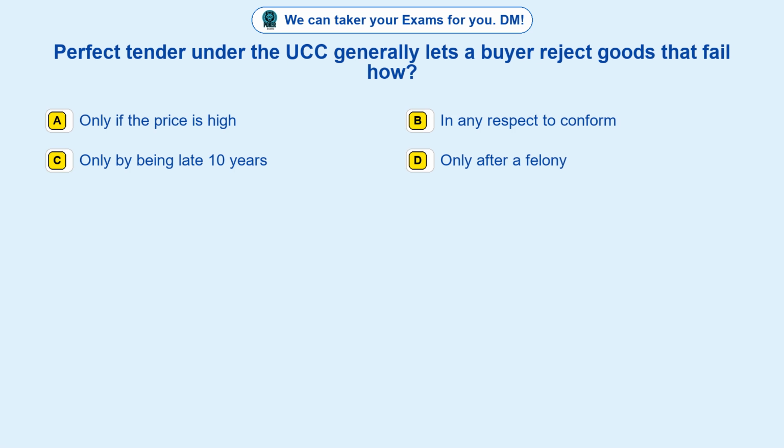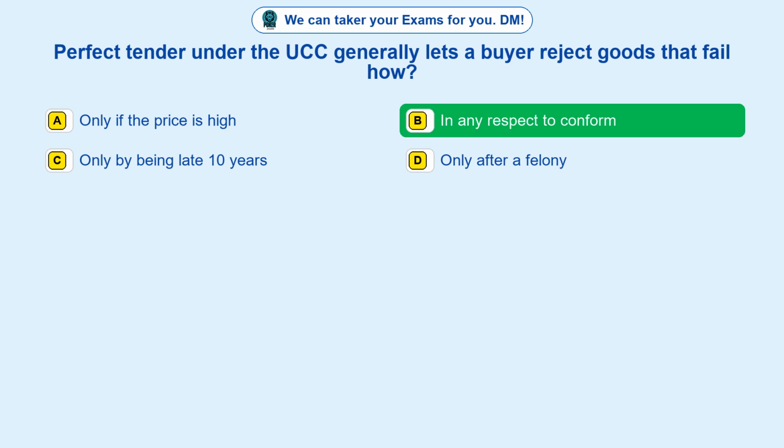Question 76. Perfect tender under the UCC generally lets a buyer reject goods that fail how? Option A. Only if the price is high. Option B. In any respect to conform. Option C. Only by being late 10 years. Option D. Only after a felony.